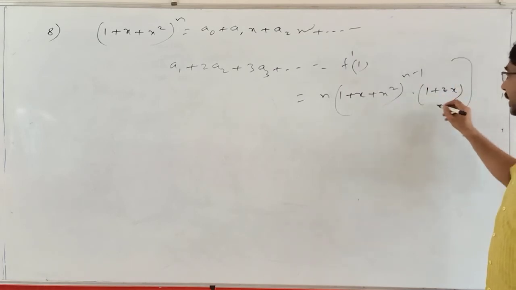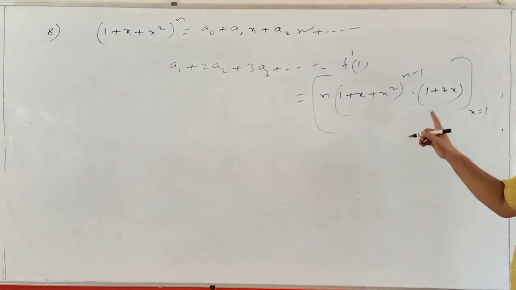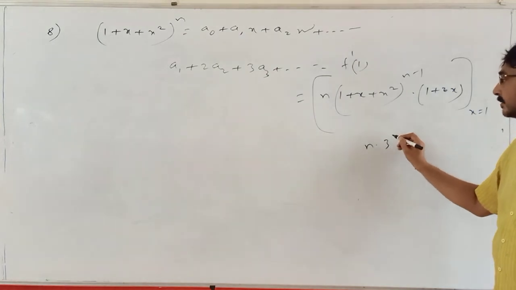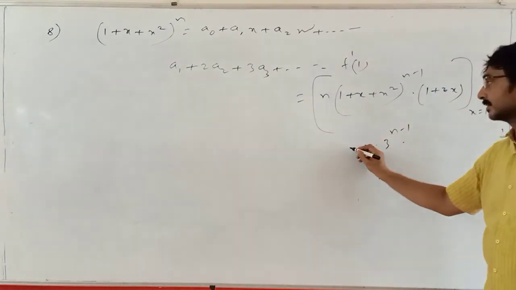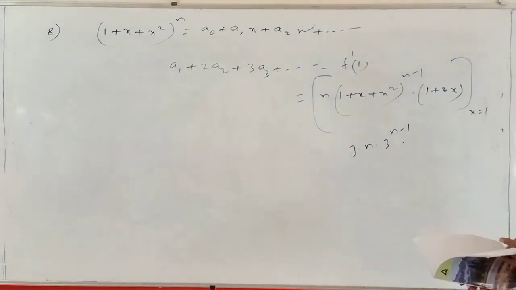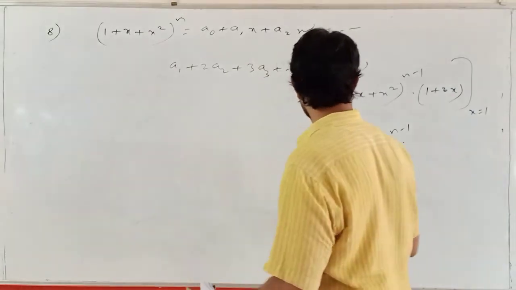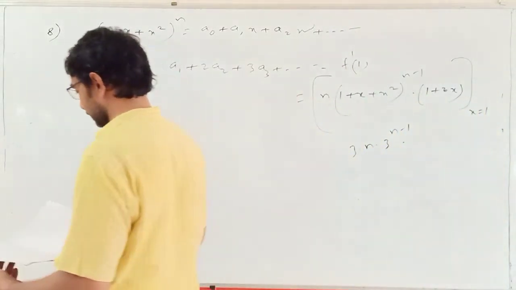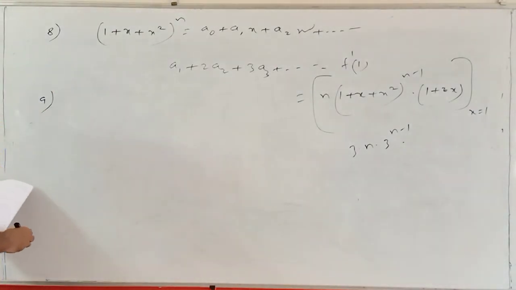1 plus 2x at x equal to 1. So when x equal to 1, 1 plus 1, n into 3 power n minus 1 into 1 plus 2, 3. Therefore answer 3n into 3 power n minus 1. Again 3 into 3 power n minus 1 is nothing but 3 power n answer. Next is similar problem, 9th one.